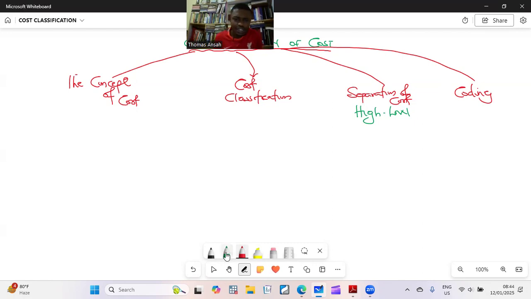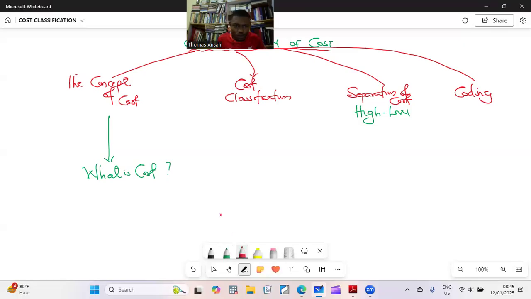So let's start with understanding cost. What is cost? We need to understand what cost is all about, so we are taking a look at the concept of cost. Now, when you hear cost, what does it mean to you? It's a terminology and we want to define it. We are looking at the value that you place on goods and services, the goods and services that are produced and also consumed.